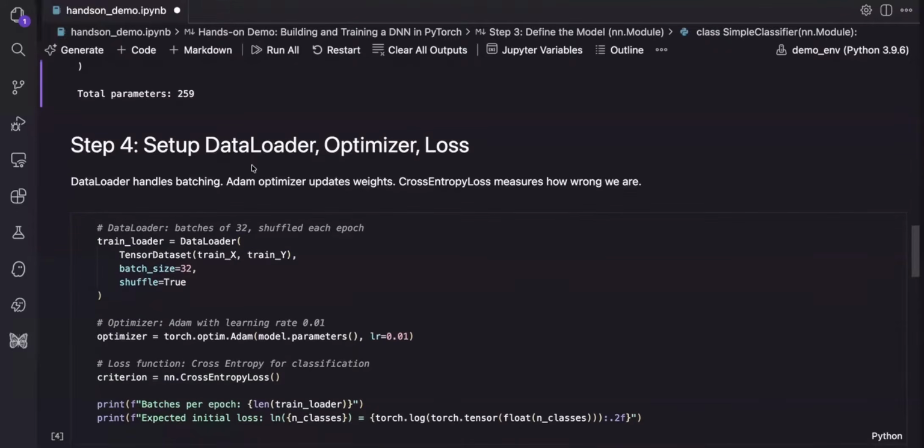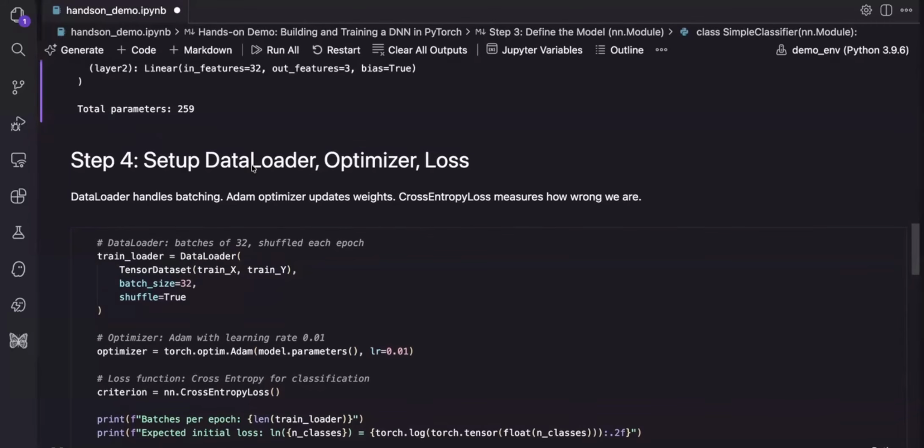We wrap the training tensors in a TensorDataset. That is what pairs up each input X with its label Y, so the DataLoader can pull them together as a matched pair. Then we pass that to DataLoader with a batch size of 32 and shuffle equals True. Batch size of 32 means every training step the model sees 32 examples at once, computes a single average gradient across those 32, and does one weight update.